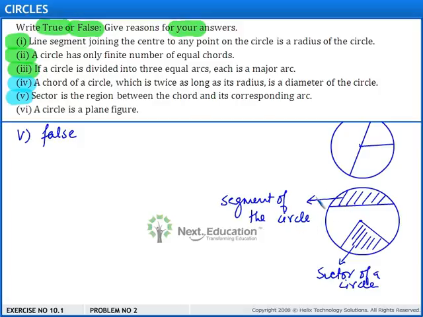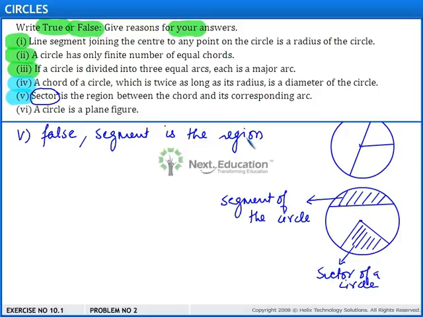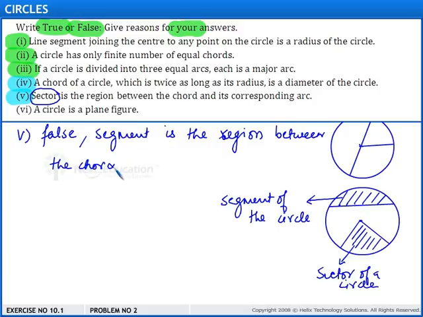Since segment of a circle is the region between the chord and the corresponding arc, therefore this is not a sector, this is the definition of the segment, therefore the given statement is false. Since segment is the region between the chord and its corresponding arc. This completes the fifth part.